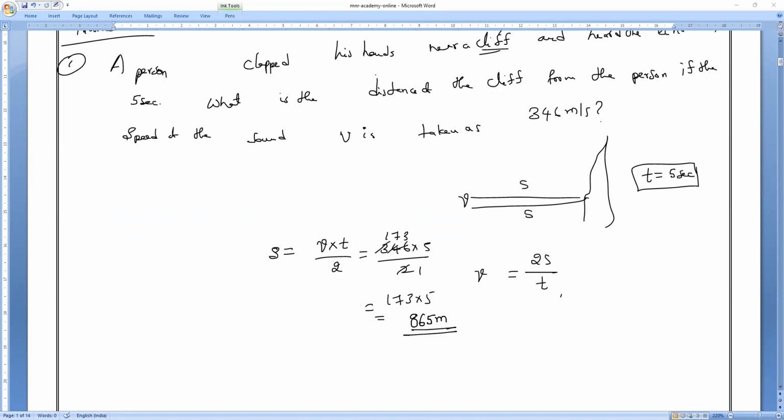So they are giving echo. Echo means they will give you the total time. You must take what? Half of the time. So that is all confusing. You directly take the formula. d is equal to what? vt divided by 2. Is it okay, guys? Yes, sir.